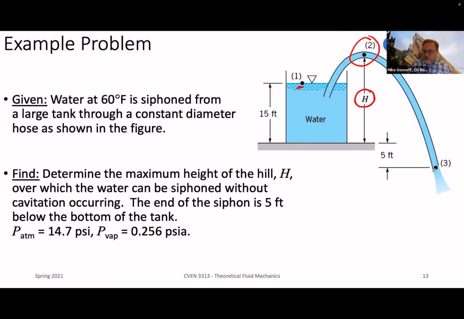We're going to determine the maximum height of a hill or rise H over which the water can be siphoned without cavitation occurring. The end of the siphon is 5 feet below the bottom of the tank, and we're given the atmospheric pressure is 14.7 psi. The vapor pressure for our water here is 0.256 psi absolute.